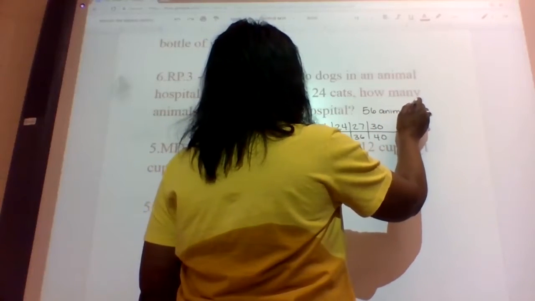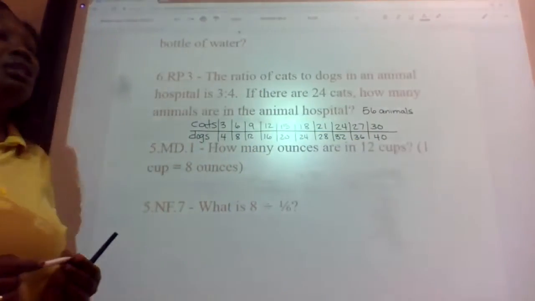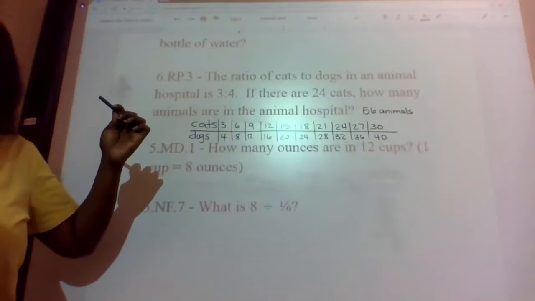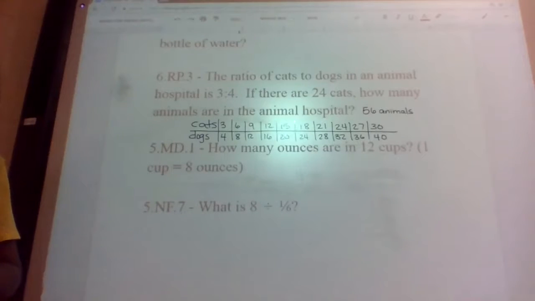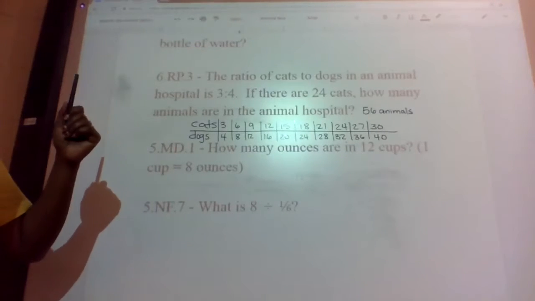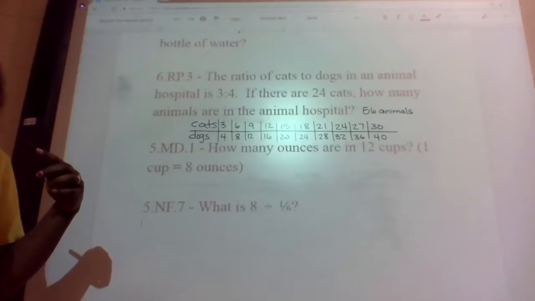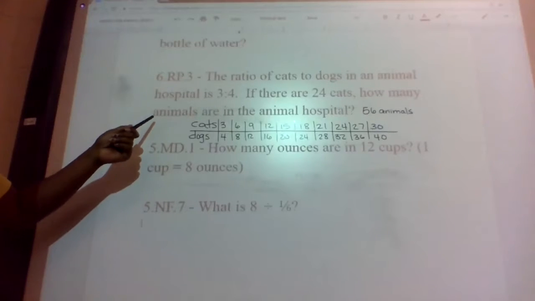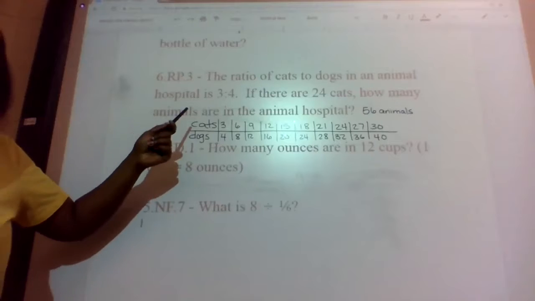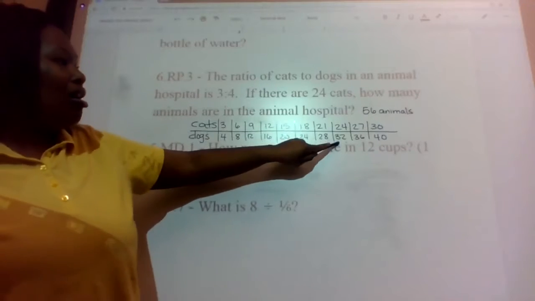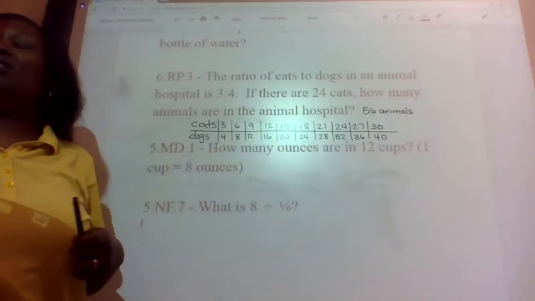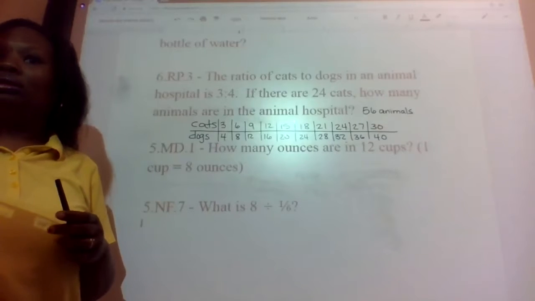This one we're supposed to add them together, because it didn't say what the other part of the ratio was, the dog part. And I just put the dog. But it didn't say how many dogs. It says how many animals. So once you figure out how many dogs, then you add the two, and that's 56 animals. Okay.